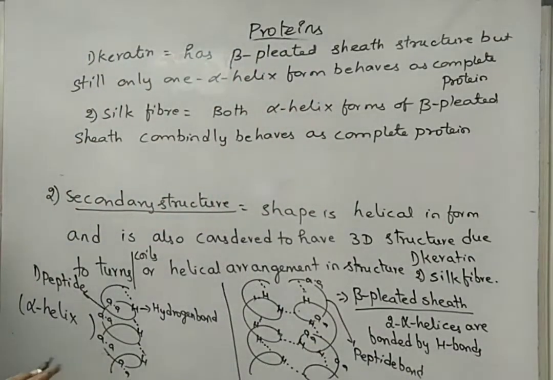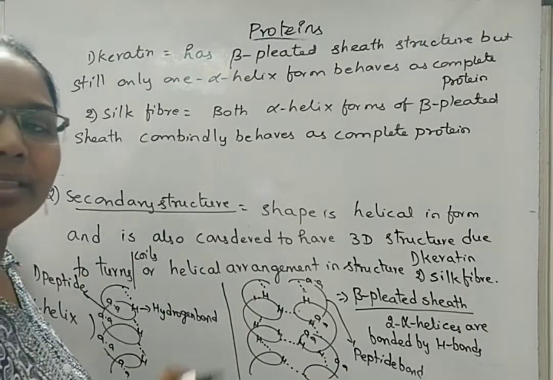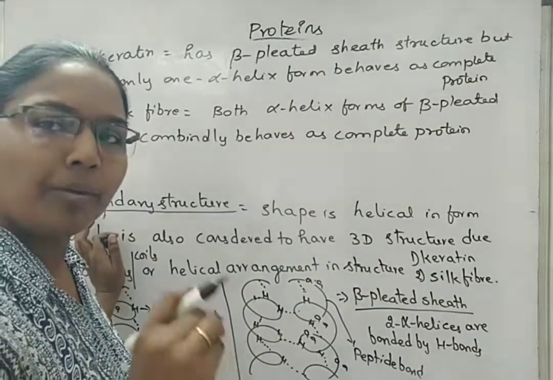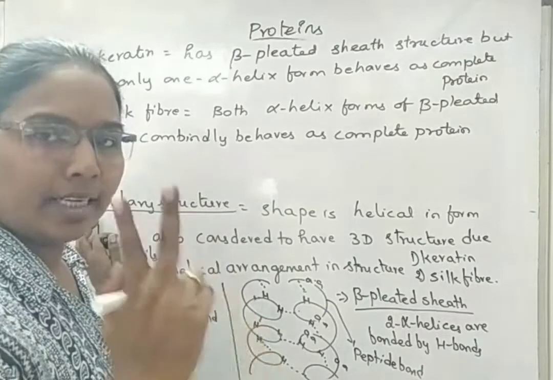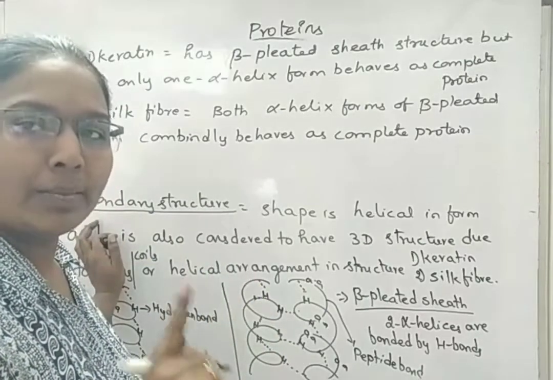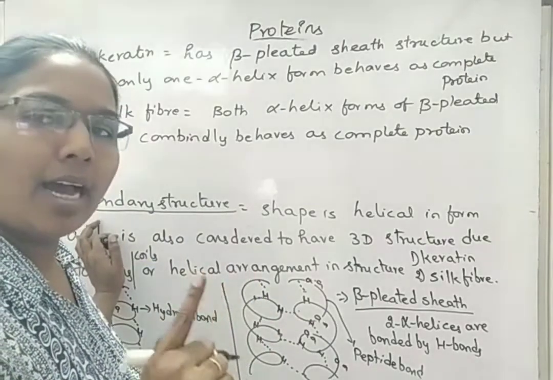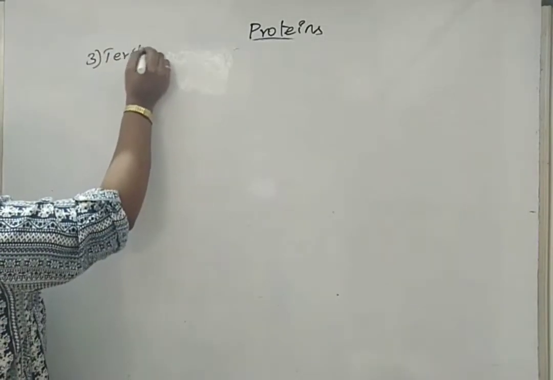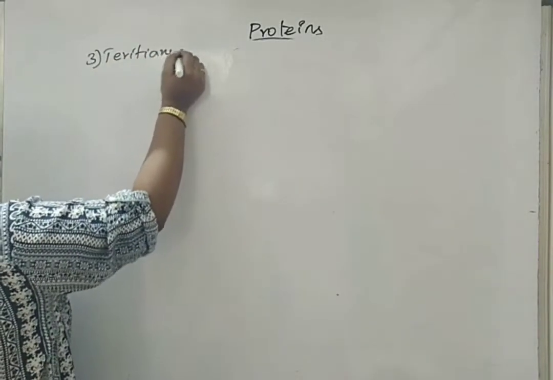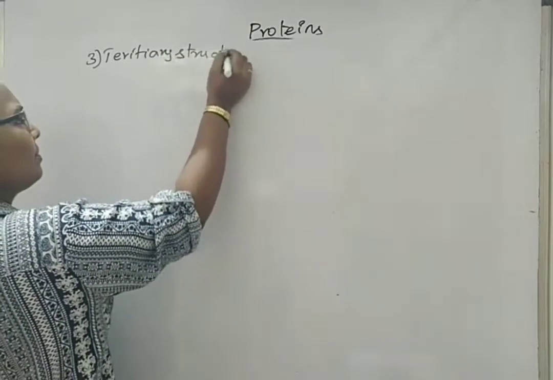Next one is the tertiary structure of protein. I am erasing this secondary structure. We have to remember that in the primary structure, there is only the peptide bond between the amino acids. In the secondary structure, there are two different types of bonds: one is the peptide bond and another is the hydrogen bond. Tertiary structure of protein.